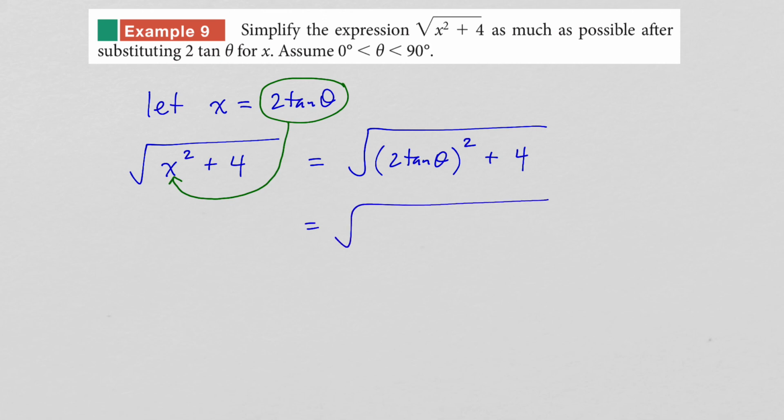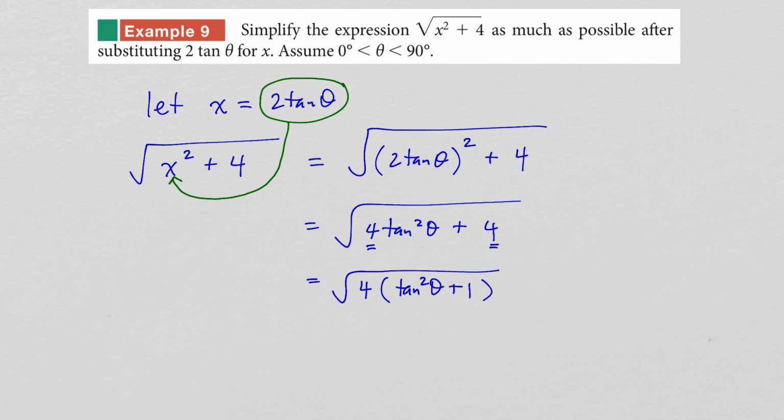Squaring 2 tangent of theta, you can square the 2 and square the tangent because this is multiplication. So squaring the 2, you get 4. And squaring the tangent, you get tangent squared. So this is kind of nice because you can see that we have a common factor of 4 right here. So now that 4 can be factored out within the radical. So when we pull out the 4, what we have left over is tangent squared of theta plus 1.